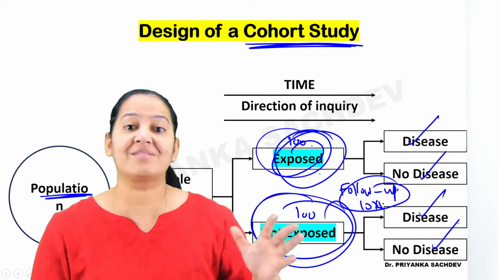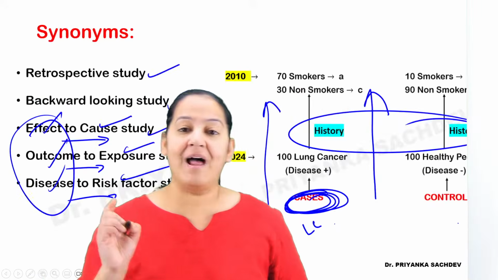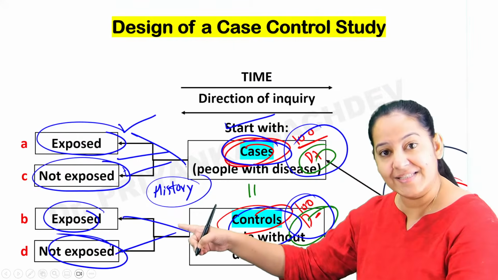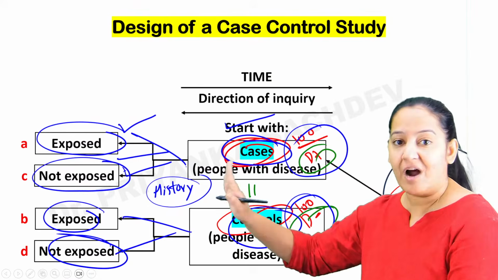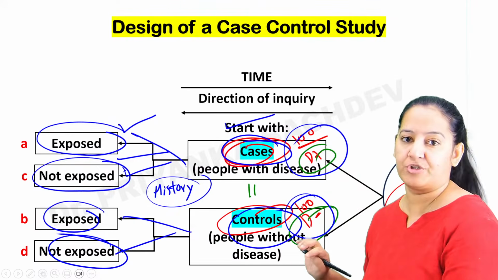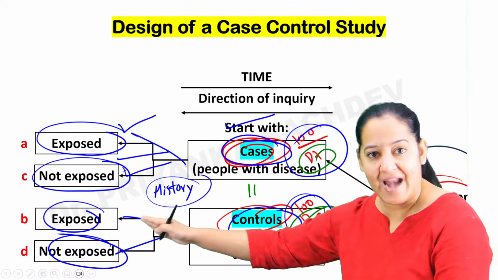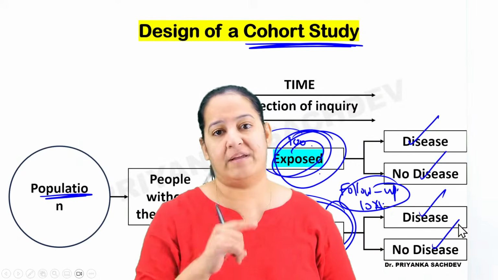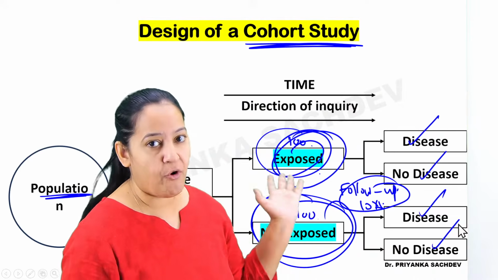But here, see, what is the starting point? What is the end point? In the last study, the starting point was the disease and the end point was exposure. We started with the cases and ended with the exposure. You got my point? That's why it is a retrospective study. We were taking the history. And here we are doing the follow-up in the future.